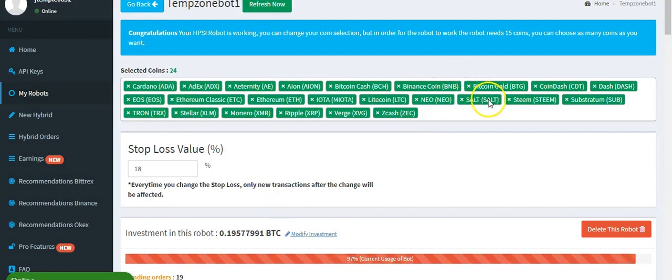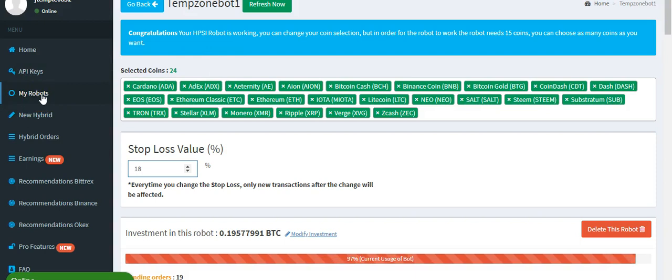So see how Steem is right here? So this bot is trading 24 coins. Now you have to choose 15, but what this bot does is it trades all these coins on autopilot. Okay, and so you can set your stop loss value. So if this bot makes a trade or opens a trade and that trade ends up going down 18%, the bot will actually sell that trade for you and move on to a new trade for you. Okay, so this is an automatic Steem trading bot.